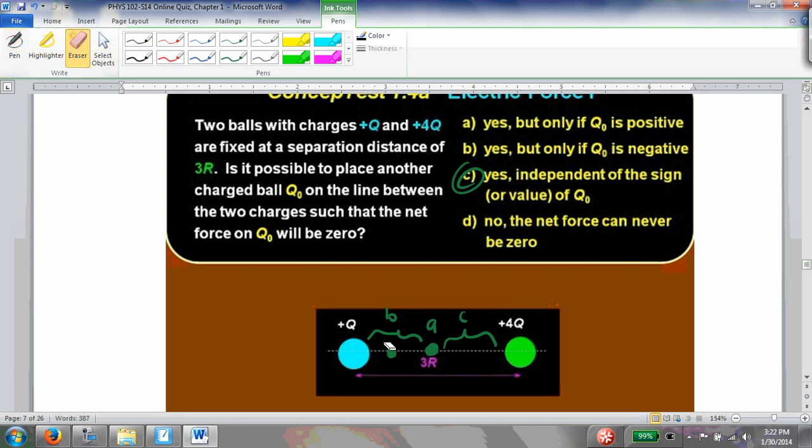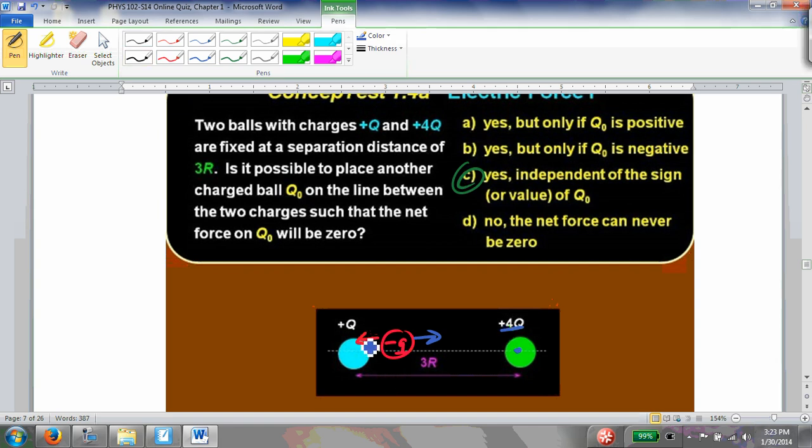Let me show you why. I'm going to erase this. We'll first assume that our charge is negative. Let's say that we have a negative Q charge. The force due to this charge is going to be in this direction. And then the force due to this charge is going to be in that direction. Notice that even though this charge is bigger, because I'm further away from it, that force is smaller than it would be if you were closer.